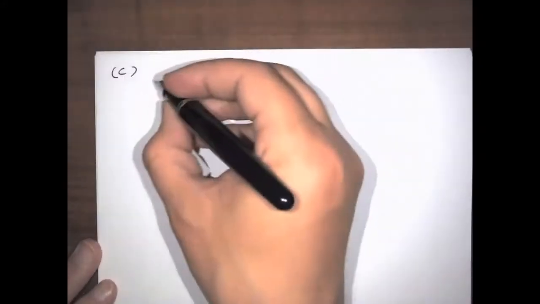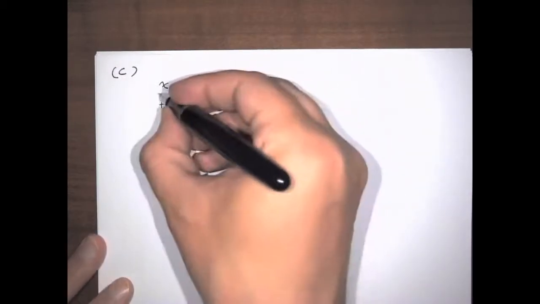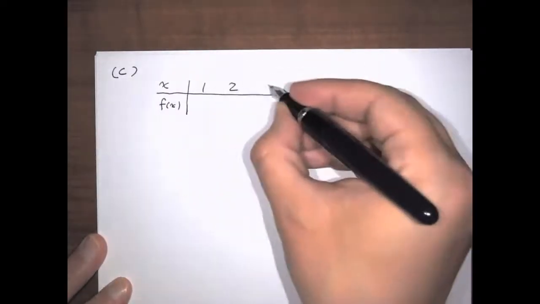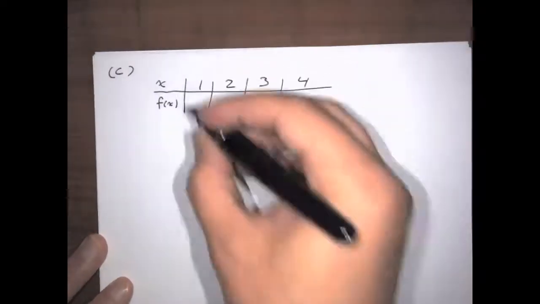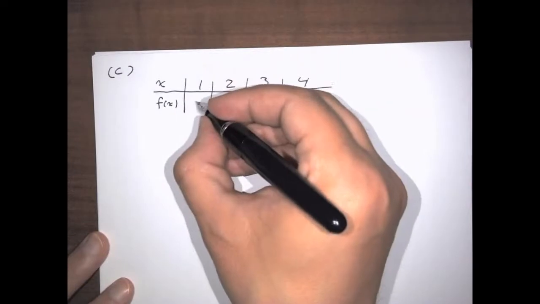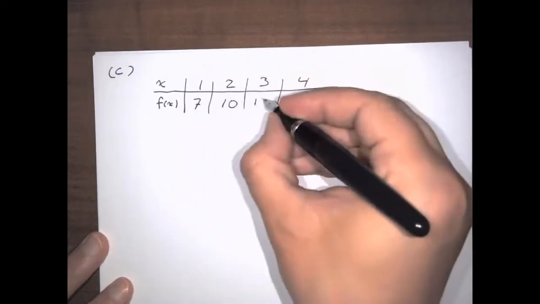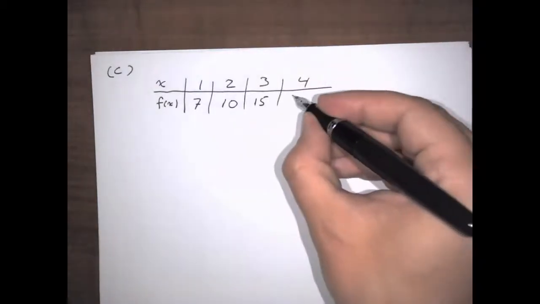And now for part C. For part C, what we have will be something like this: x, f of x, 1, 2, 3, and 4. And maybe it's going to be something like 7, 10, 15, 22.